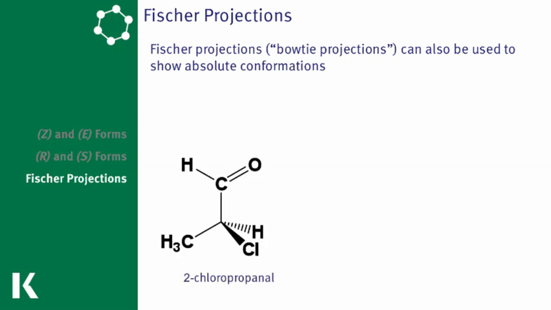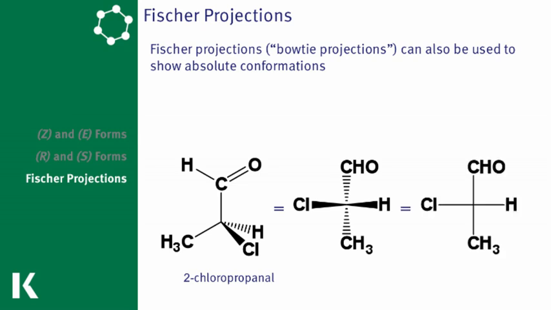your molecule. Using 2-chloropropanol as an example here, the substituents drawn in the plane of the page become the head and feet of the Fischer projection, while the substituents drawn going into and out of the page become the arms. When it's all said and done, the Fischer projection will resemble the molecule drawn farthest to the right here.